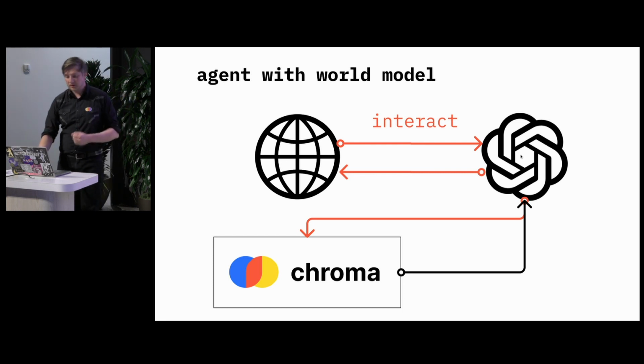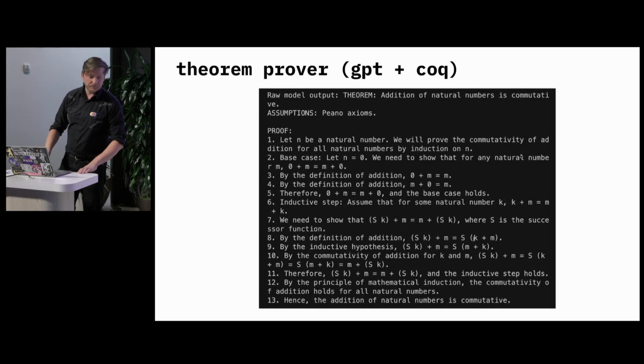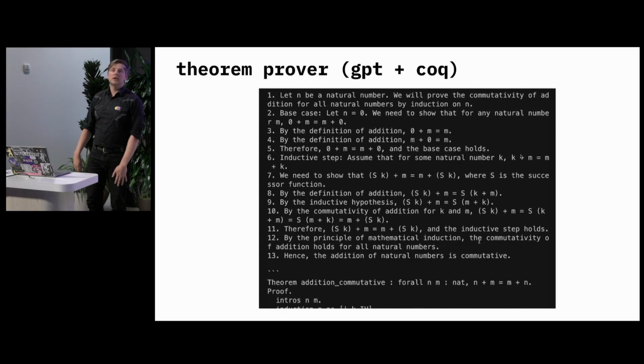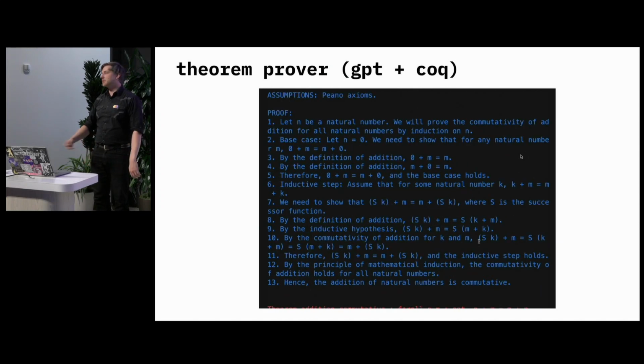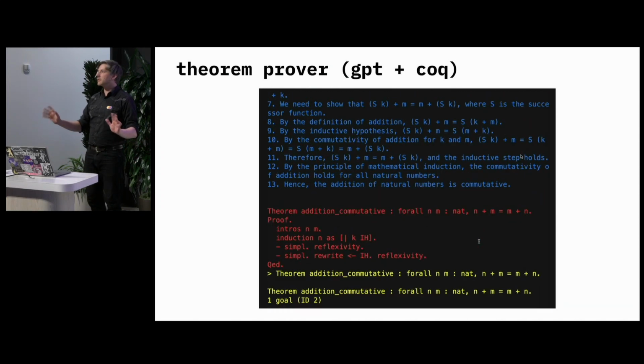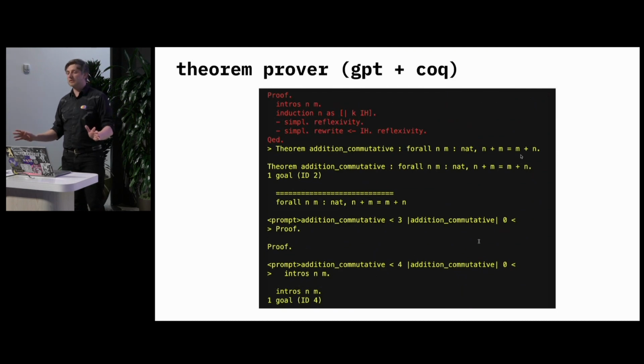So what that looks like concretely is a little project that I made a few weeks ago. This is a theorem prover. It uses GPT plus the software proof assistant known as Coq. I'm actually replacing that with Lean later this weekend, only of interest to math nerds in the audience, but I know there's a few of you.